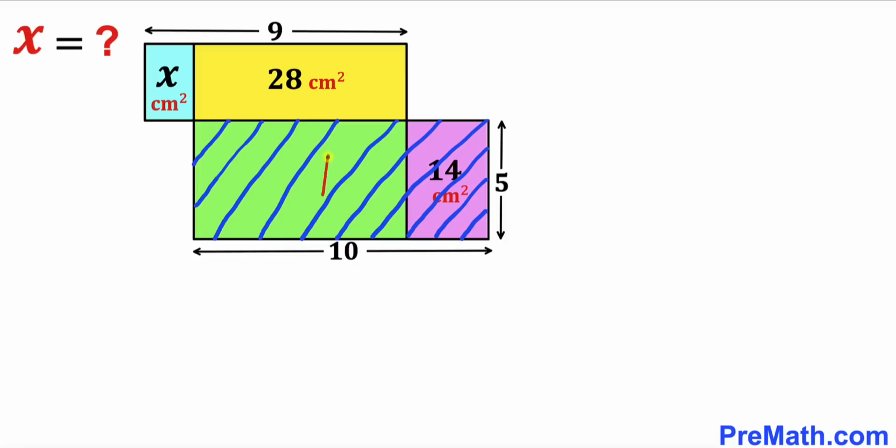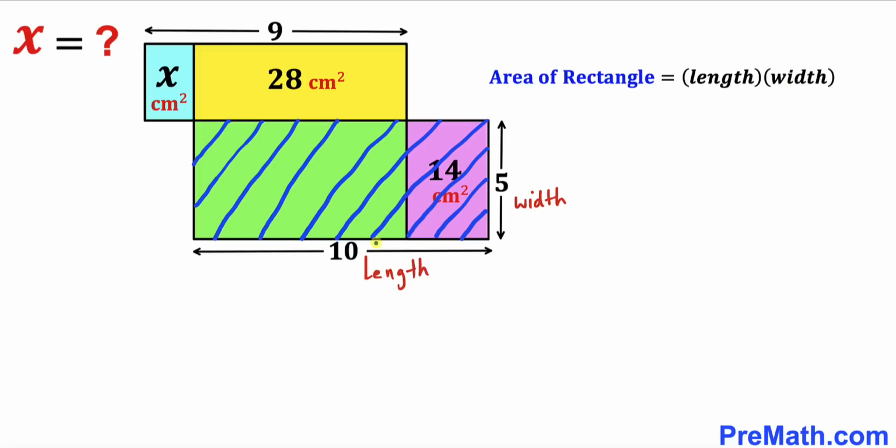Let's focus on this shaded rectangle. Now let's recall the area of rectangle formula: area equals length times width. In our case, the length of this shaded rectangle is 10 and the width is 5. So the area of this shaded rectangle is length times width, 10 times 5, which gives us 50 centimeter square.